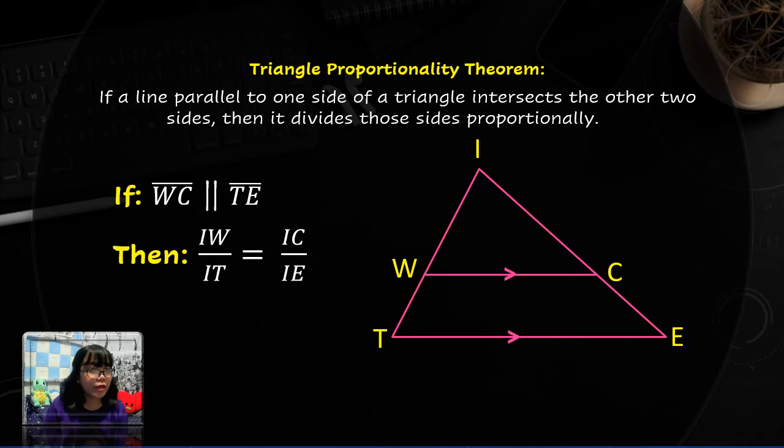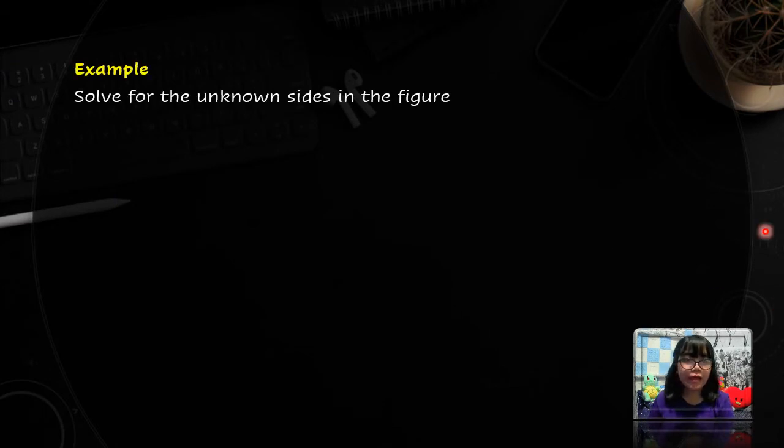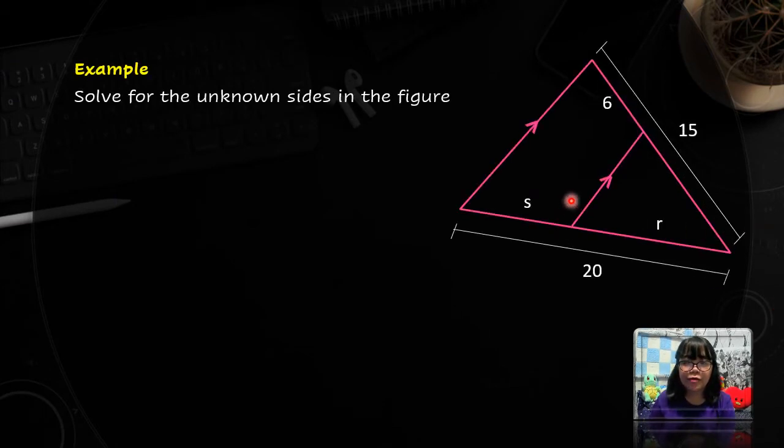Now let's go back to the triangle proportionality theorem. Let us have an example. Solve for the unknown sides in the figure. We have here our given triangle. This is the bigger triangle, and this is the smaller triangle formed by a segment intersecting two sides of our triangle and parallel to our third side. Using the triangle proportionality theorem, we will be solving for the values of R and S, the unknown sides of our figure.